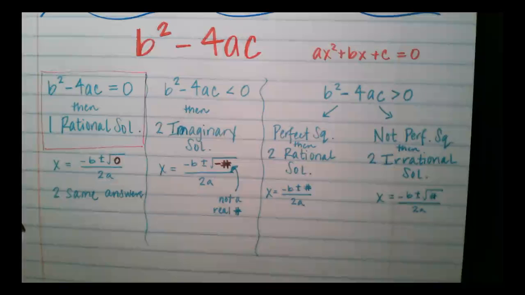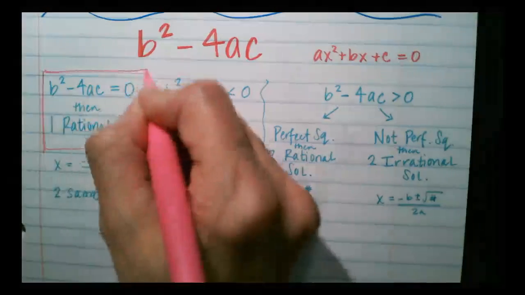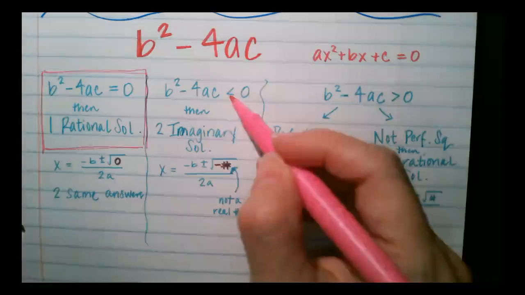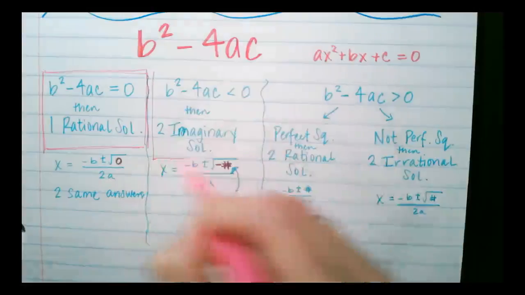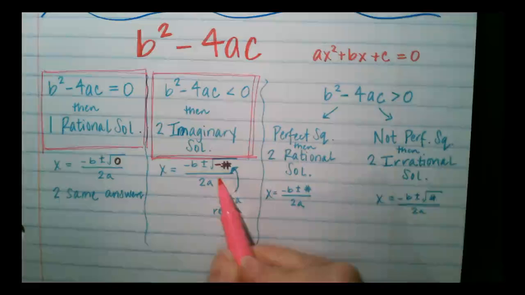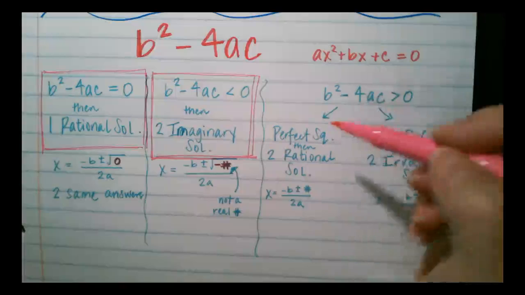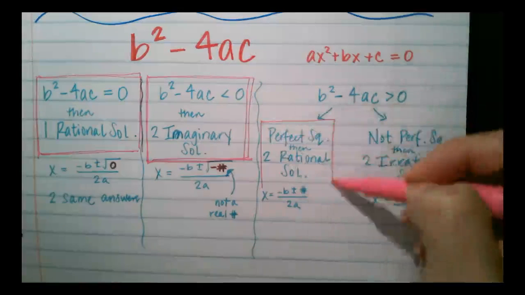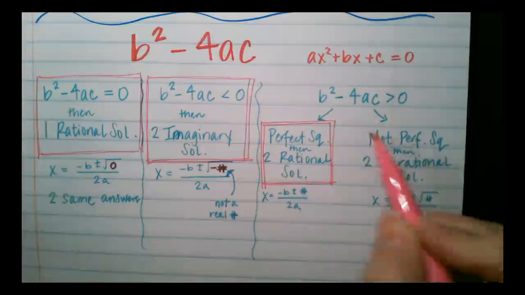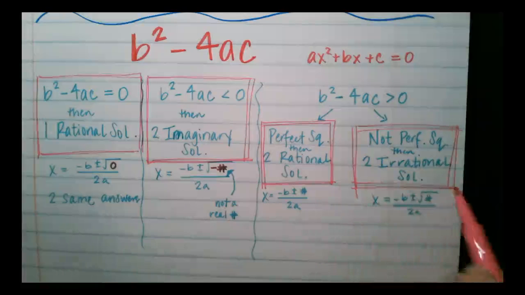All right, so this is the way it breaks down. If it equals 0, you're going to have one rational solution. Basically, you're going to get the same number twice. If b squared minus 4ac is a negative number, you're going to get two imaginary solutions, and that's because we can't take the square root of a negative. Now, if b squared minus 4ac is positive and a perfect square, then you're going to get two rational solutions. But if it's not a perfect square, you're going to get two irrational solutions.